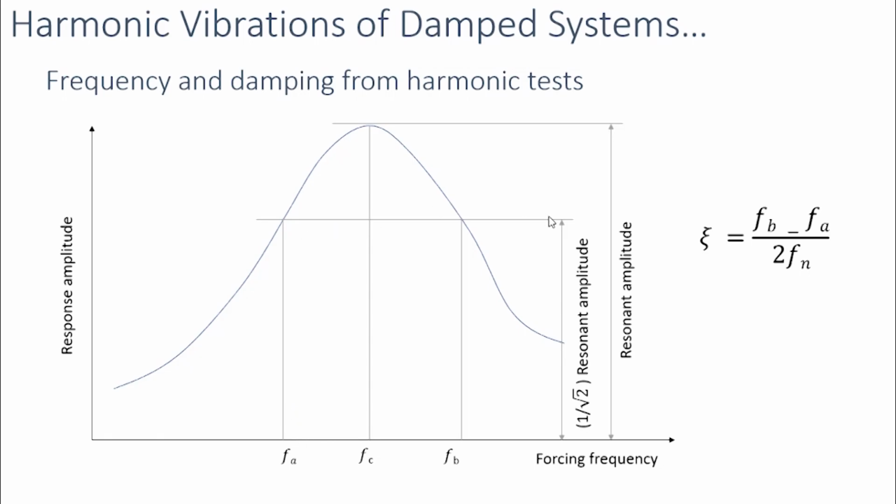So we can find the resonant amplitude and we can find 1 by root 2 times the resonant amplitude, and we can calculate (Fb minus Fa) divided by 2 Fn, and that would be equal to zeta. So using a harmonic test, we can calculate the damping ratio and the natural frequency of a structure.